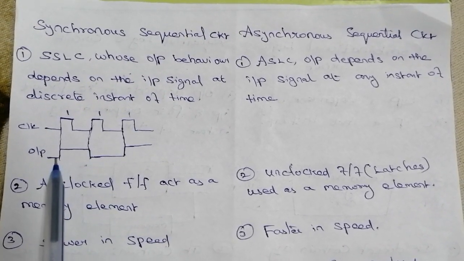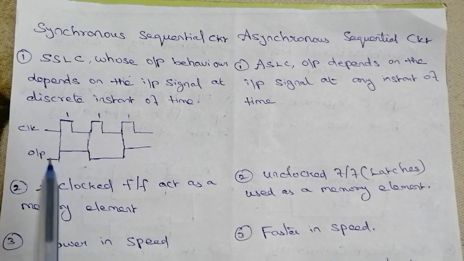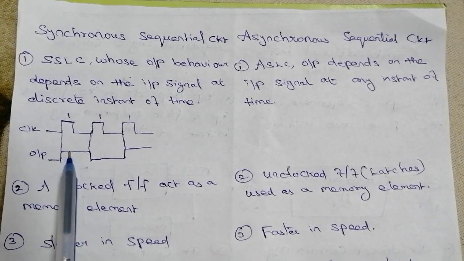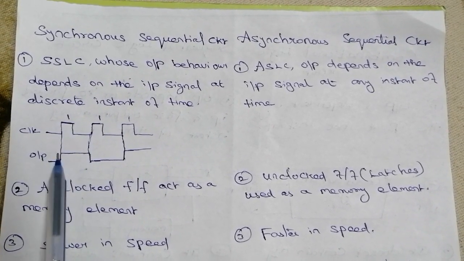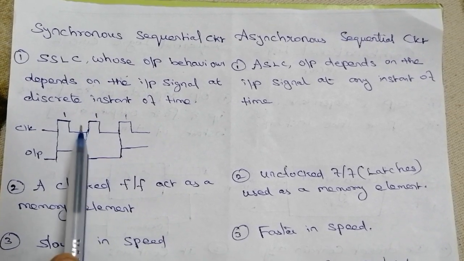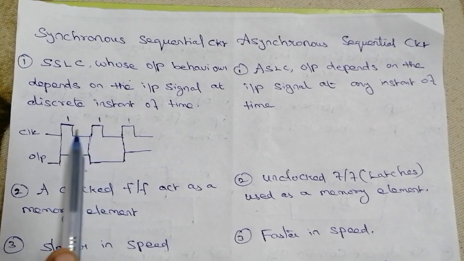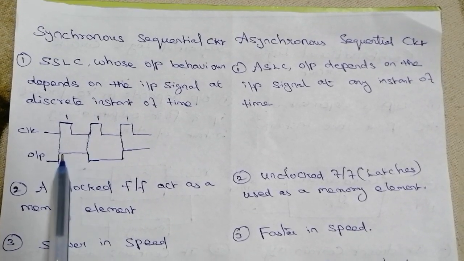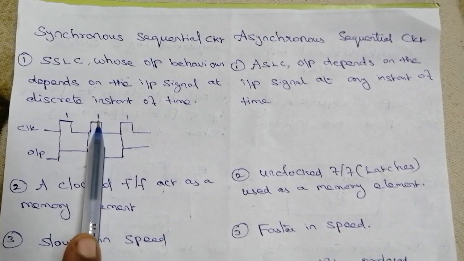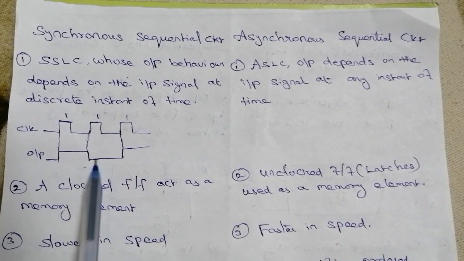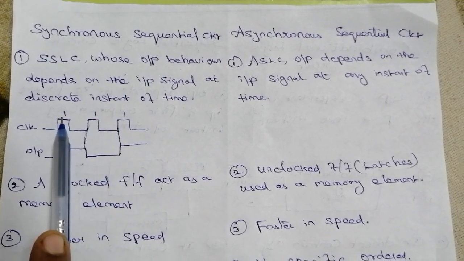Initially the output is 0. When the clock signal is high, the output changes from 0 to 1. Then the next output change occurs only when the clock signal is 1 again, at that discrete instant of time. So when the clock signal is 0, it maintains the same value. When it reaches the clock signal 1, only then does it change the output again, which is called the discrete instant of time.